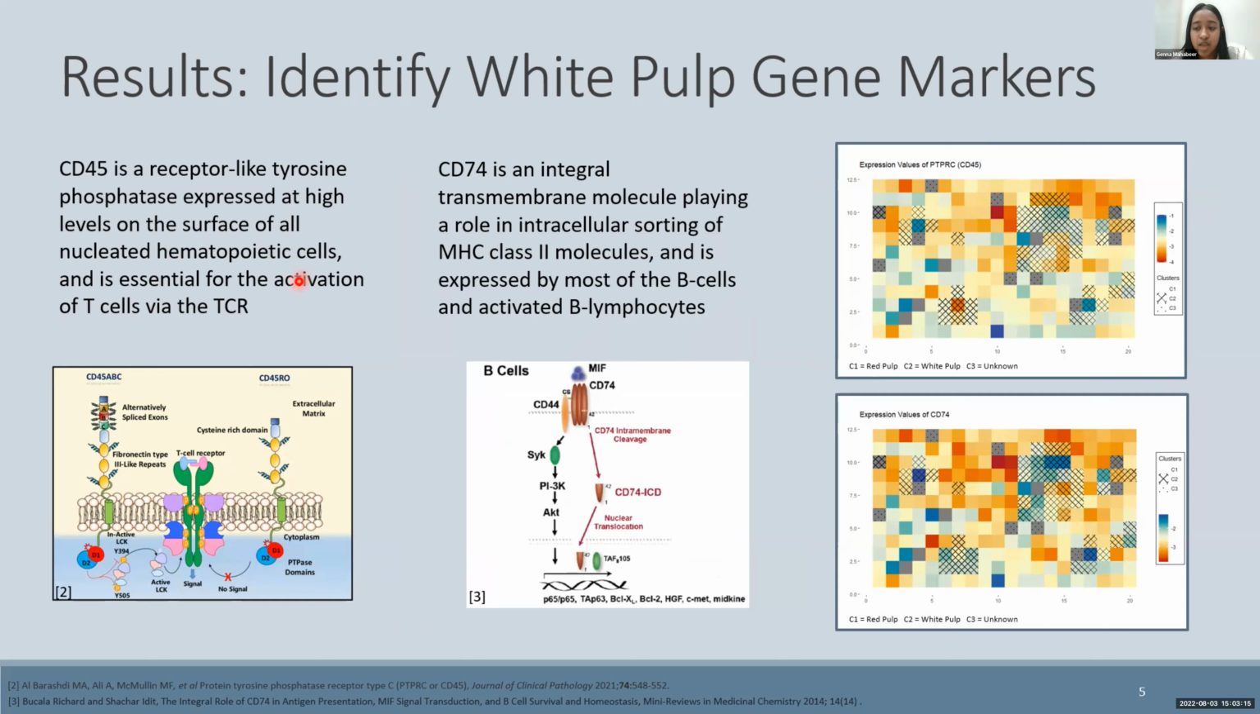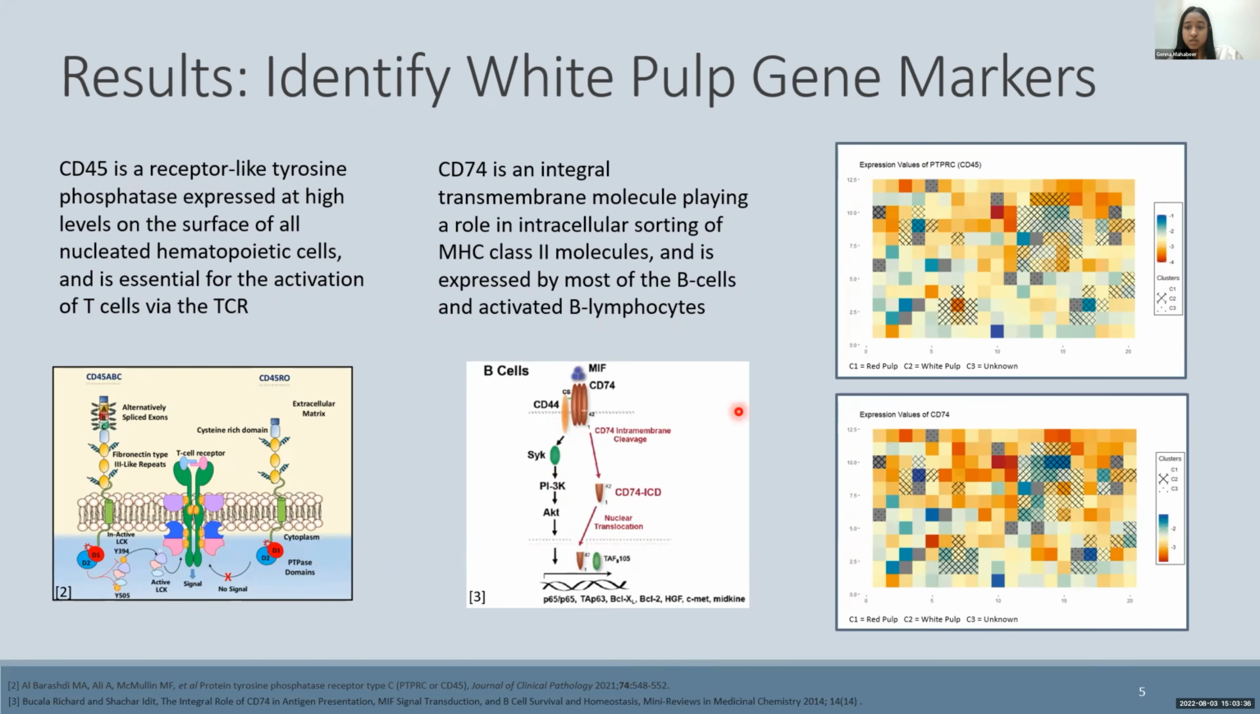leukocyte common antigen, and is expressed on all hemopoietic cells and is essential for the activation of T cells. And CD47 here is an integral transmembrane molecule, and it plays a role in MHC class 2 molecules and is expressed in B cells and B lymphocytes, which are present in the white pulp.